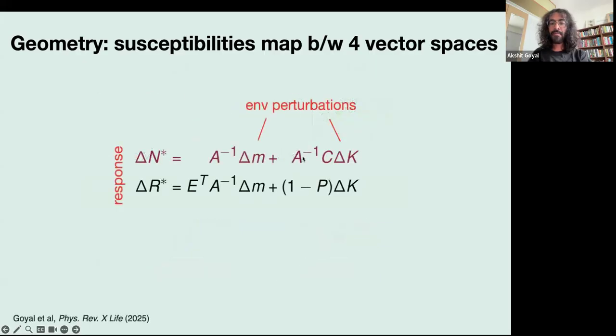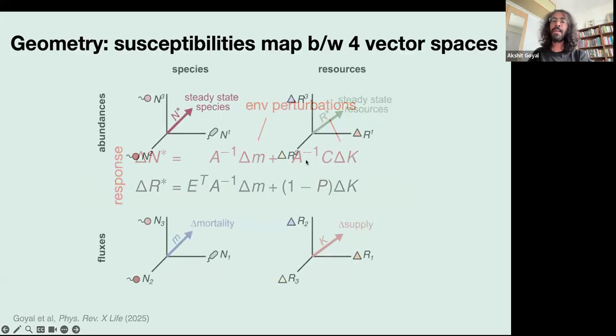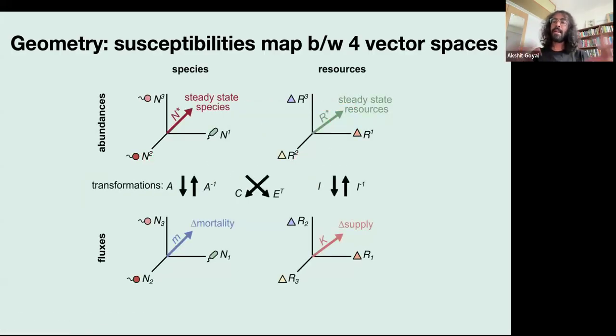And it's in fact this exact thing that you can see in this equation over here, right? So a delta K affects delta N because you take a route through C and A inverse, right? And so that's really the way to understand and encapsulate all of these equations in terms of this graph. So really these susceptibilities act as maps between vector spaces.